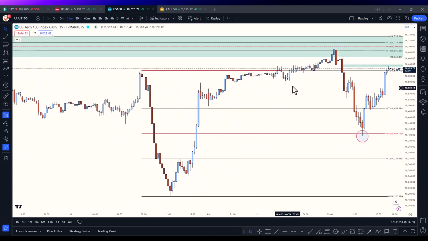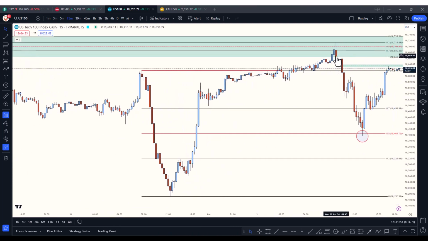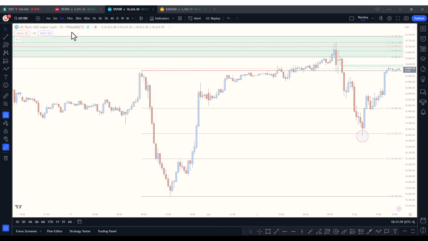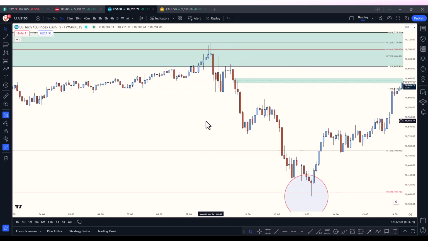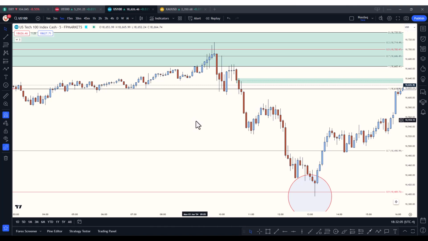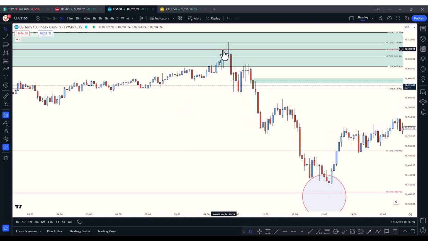We came back today at 9:45 here. Let me go to the 5 minutes. So we came up above the 50%, which is the 70% here, and we dropped, price dropped.